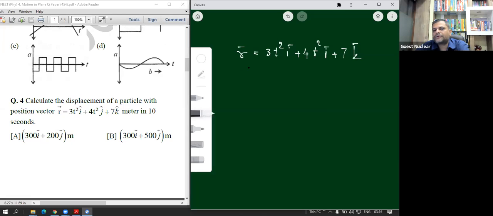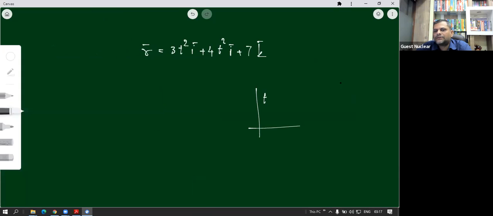Okay, so we want to find out the displacement in 10 seconds. Suppose that this particle is present at the origin, meaning at time t equal to 0. We first have to find out where the particle is present at time t equal to 0. Suppose it is the point A here. If it is present at A, then we have to draw its position vector, which we can call r1 bar.